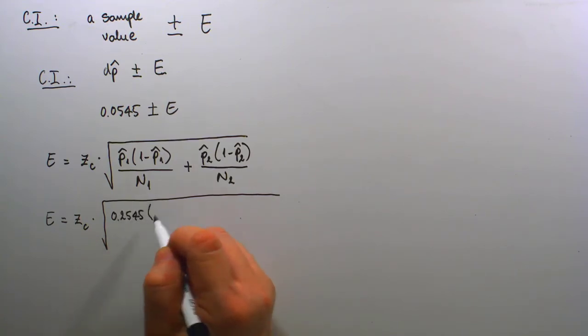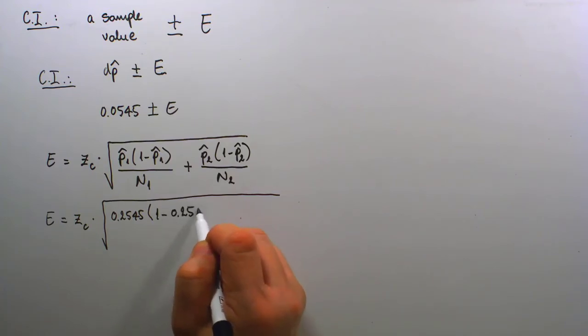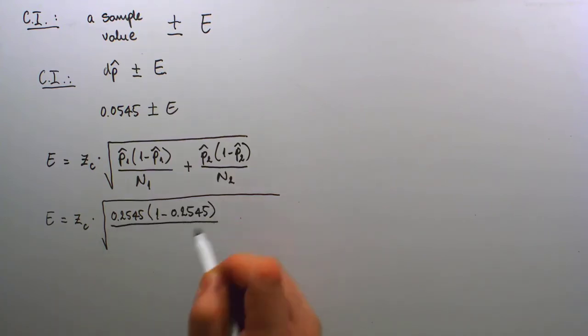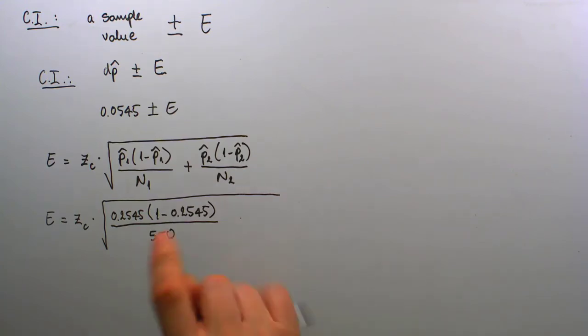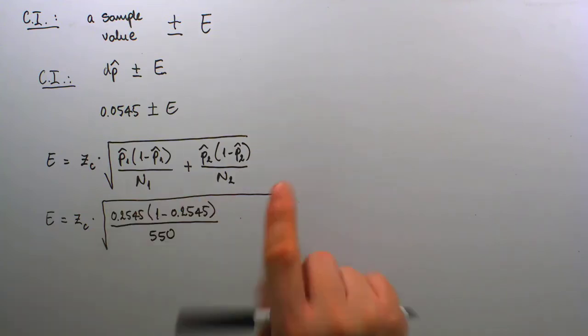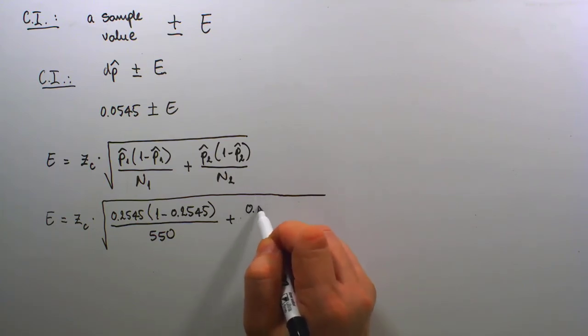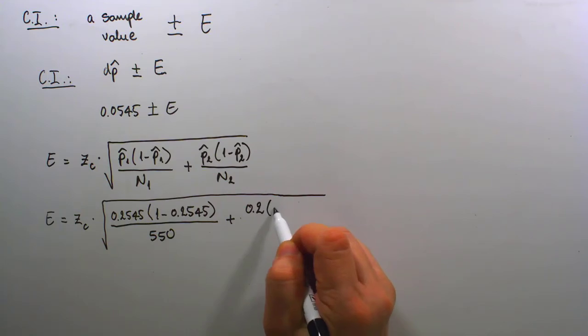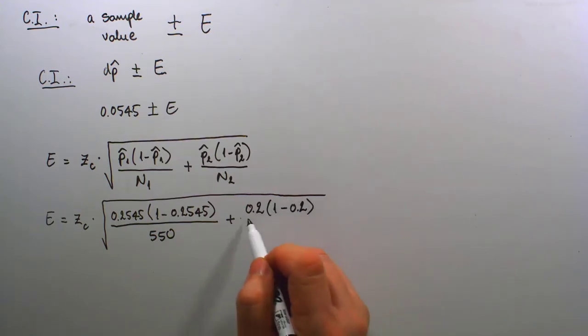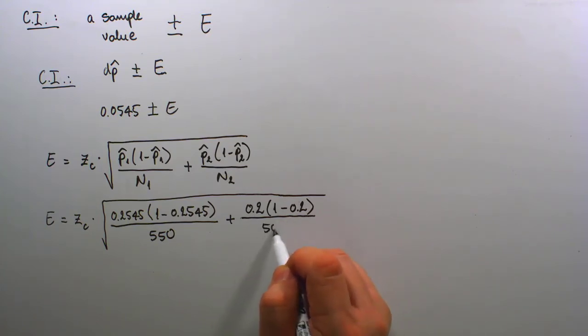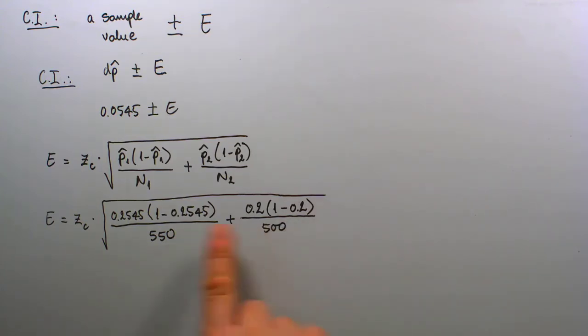0.2545 for p hat 1 times 1 minus 0.2545 for p hat 1, and divide that product by 550. And this entire expression is inside the square root. And still inside that square root, I am going to add another expression, 0.2 as my p hat 2 times 1 minus 0.2, and I'm dividing that expression by 500, the sample size n2. So two separate fractions, two separate expressions being added inside of this lengthy square root. And now we won't be able to proceed any further unless we find the value for z sub c.